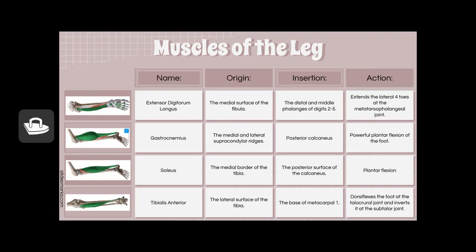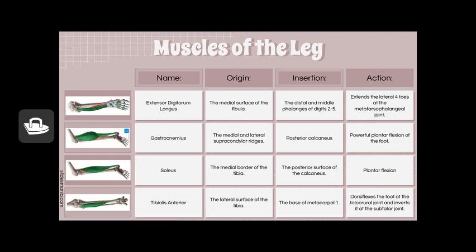So it allows us to point our toes, such as a ballerina would if she were to point her toes when performing a dance. The soleus is the third muscle we're going to mention. It has an origin as the medial border of the tibia, and the insertion is going to be the posterior surface of the calcaneus. And same here, the soleus also provides plantar flexion of the foot.